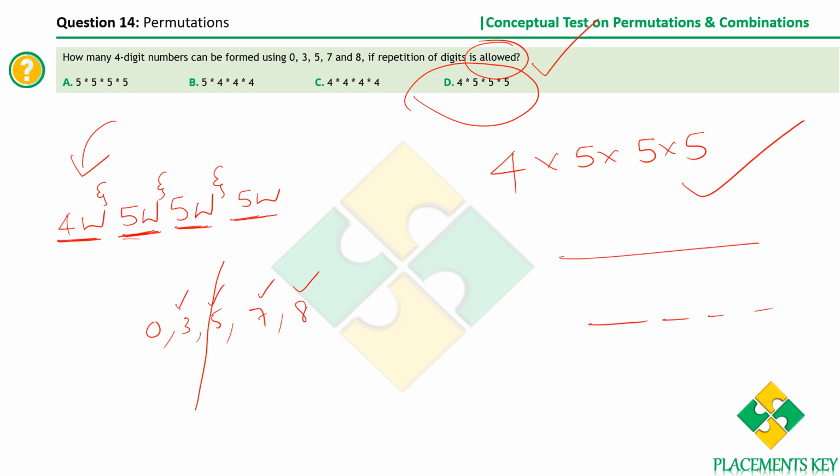Because if some constraints are there, this procedure helps us a lot. If you use the formula, you may be able to solve only 1 or 2 questions correctly, but if you use this method of representing numbers, you will be able to solve almost all questions. That's why we personally recommend you to go by this method.